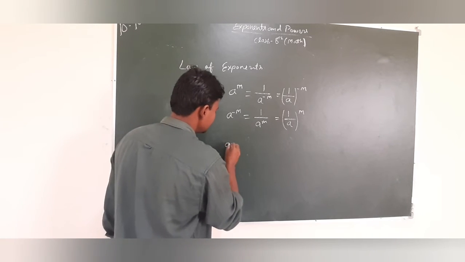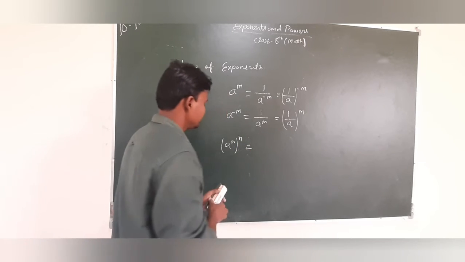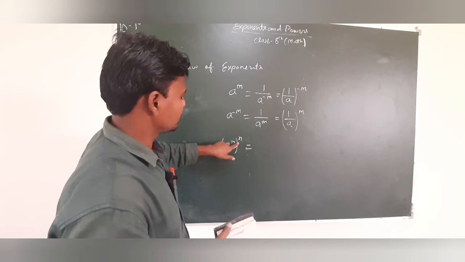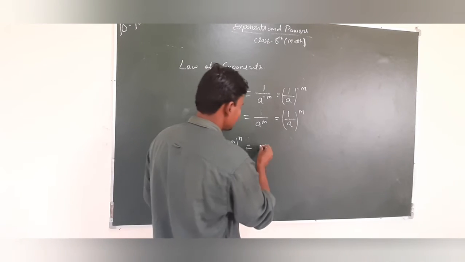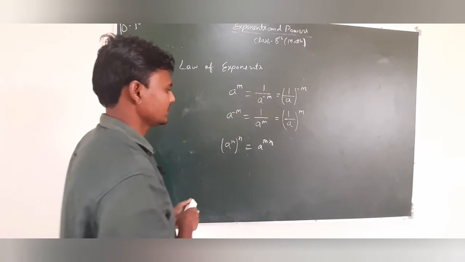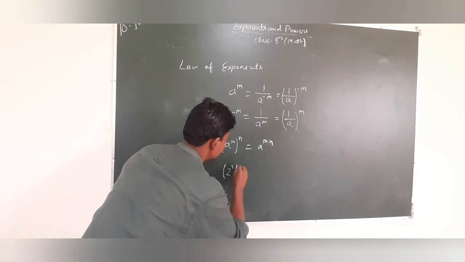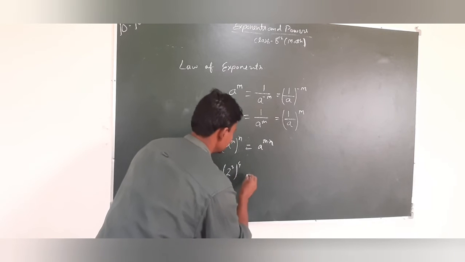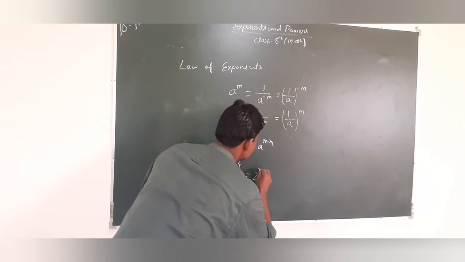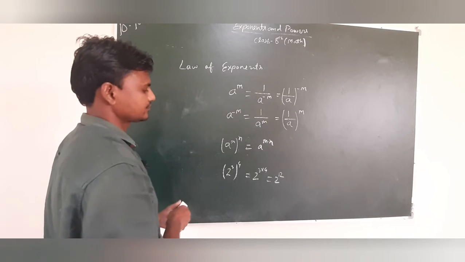Next, if a to the power m whole to the power n, if a power is raised to a power, we multiply the powers, that means a to the power m into n. Example, if 2 to the power 3 whole to the power 4, we multiply 3 into 4, equal to 2 to the power 12.